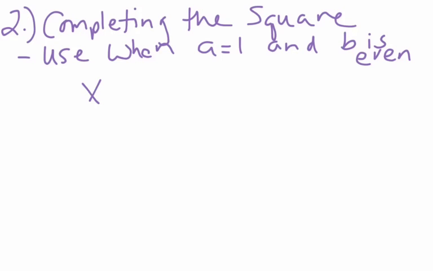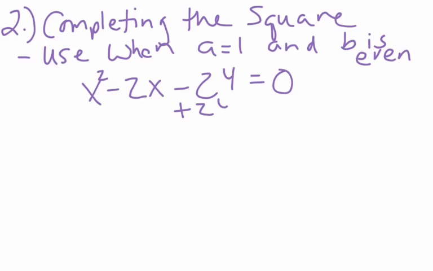So an example of an equation that would be good to use completing the square on would be x squared minus 2x minus 24. Notice that the leading coefficient is a 1 and our middle number, our b value, is even. To solve using completing the square, we would first get the c on one side. So we'd have x squared minus 2x is equal to 24, so we'll add 24 to both sides.